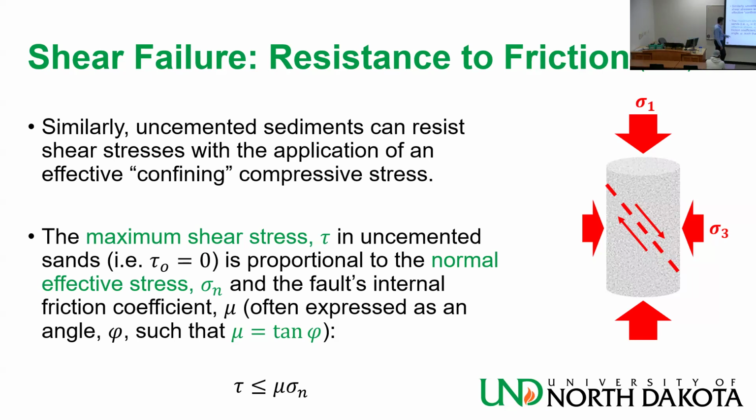So the maximum shear stress tau in uncemented sands, where I'm assuming that tau naught is 0, which is important for this equation to be valid, is proportional to the normal effective stress, where I use sigma n for the normal, and the fault's internal friction coefficient mu, often expressed as an angle phi, such that mu equals tan phi. It's going to become clearer later. And for stability, I need to have this. But if I don't have stability, I will have tau bigger and I have failure.